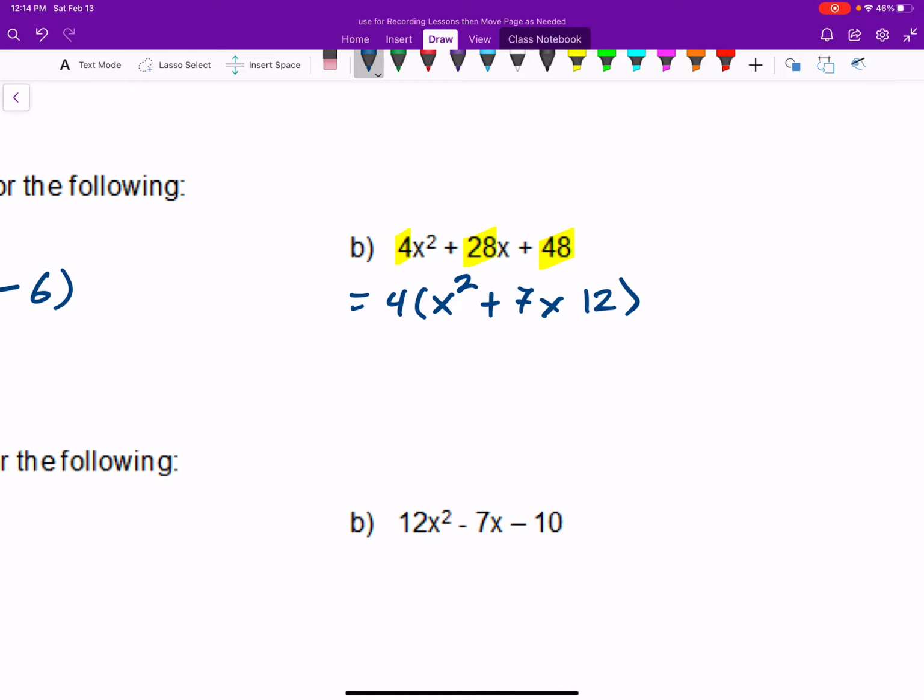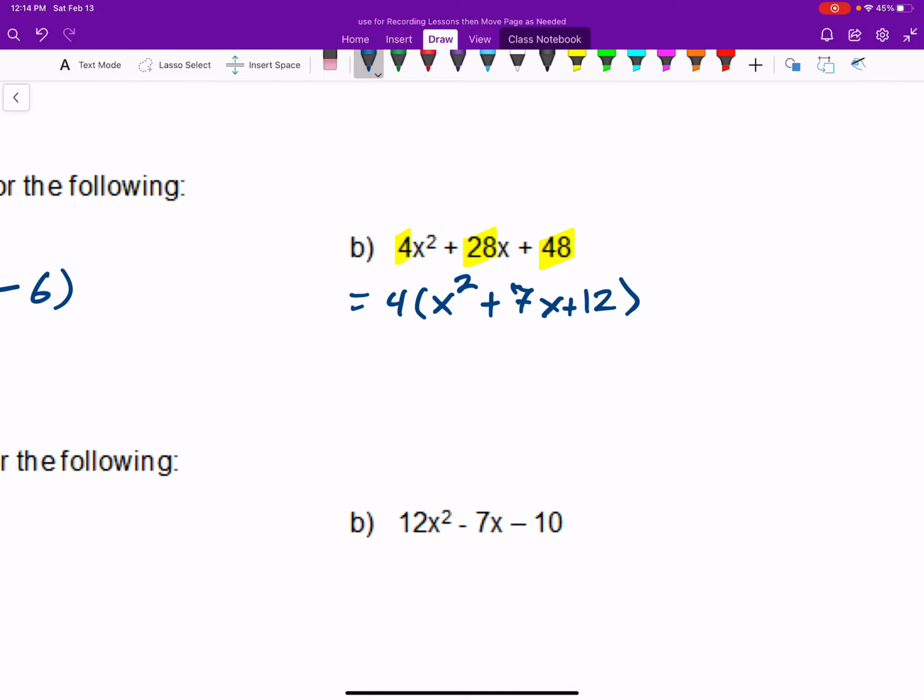So I got my common factor out, but as I mentioned above, I always need to see, can I go farther with what's inside the brackets? And in this case, I think I can. All I have to do is find two numbers that multiply to give 12 and add to give 7. So again, factors of 12 are 12 and 1, 6 and 2, 4 and 3. And hopefully 4 and 3 seems like a good possibility to you.